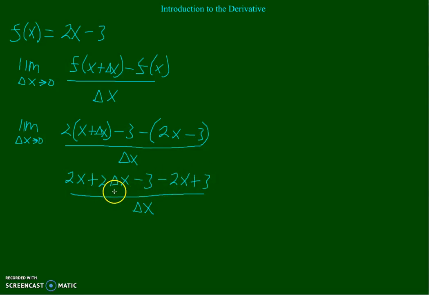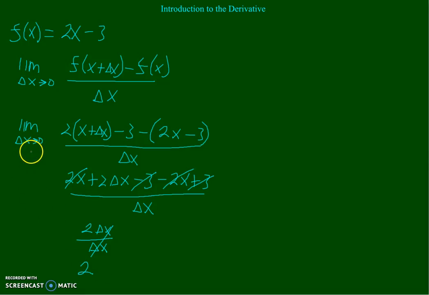Now, if we did our work properly, what should happen in this difference quotient is everything should cancel out except terms that have a delta x in them. So here this 2x and this 2x cancel out. This negative 3 and this 3 cancel out. Then we have these terms with the delta x. So we have 2 delta x over delta x, and of course, these cancel out. And so our final result is 2.